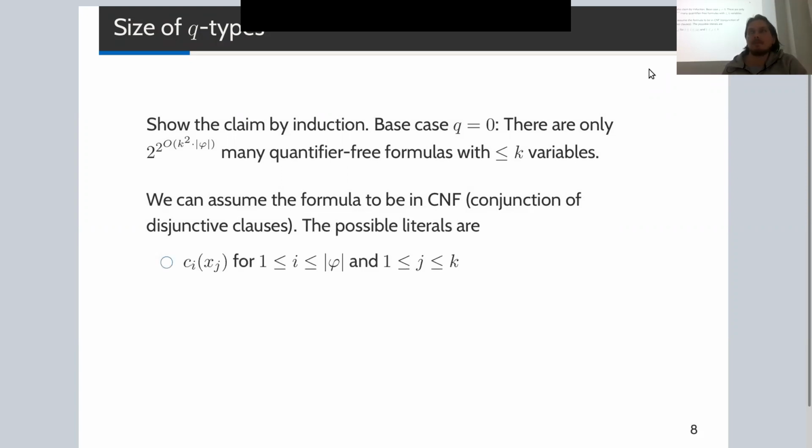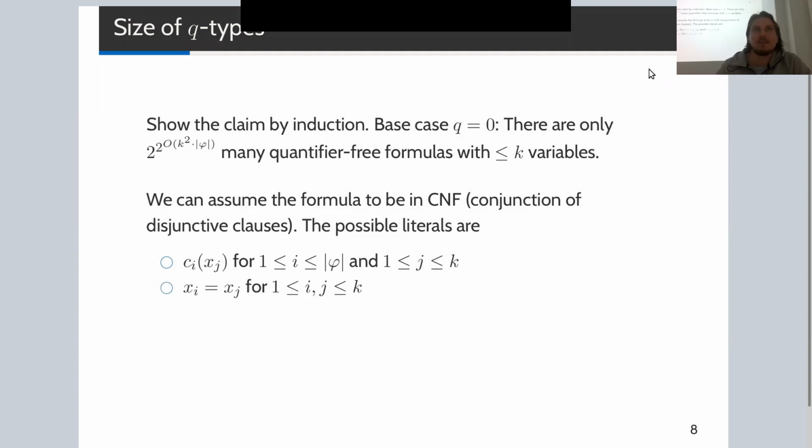So we can talk about the colors of the vertices. So for the ith variable, we can say that it has color j, or differently for the jth variable, we can say that it has color i. And we have phi different colors, and we have k different variables. So in total, that would be k times phi different literals of this type.